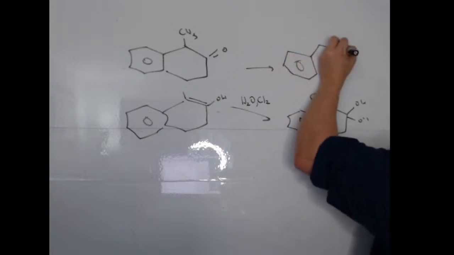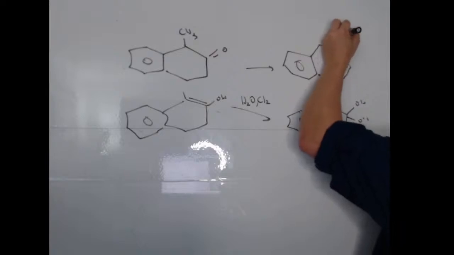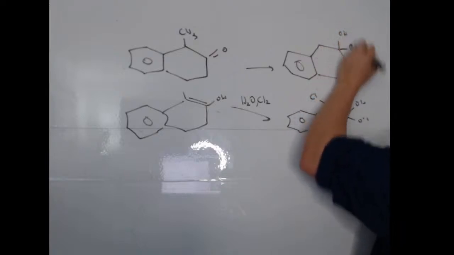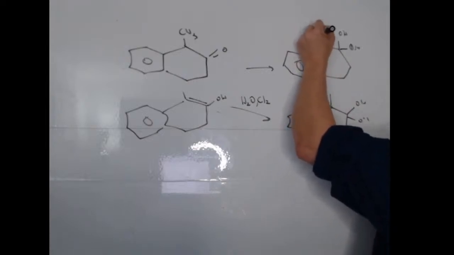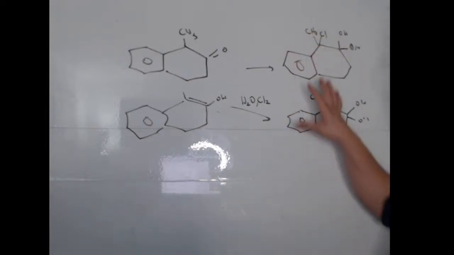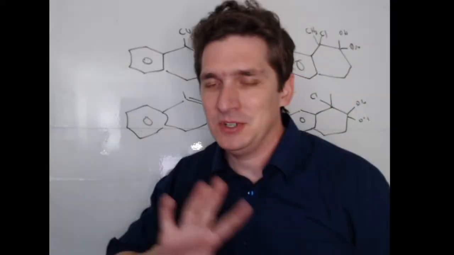Sorry, it's pretty poorly drawn. So this will add to the double bond, and because this carbon is acidic, it will attack the Cl. So you actually end up getting the same answer, but for different reasons.